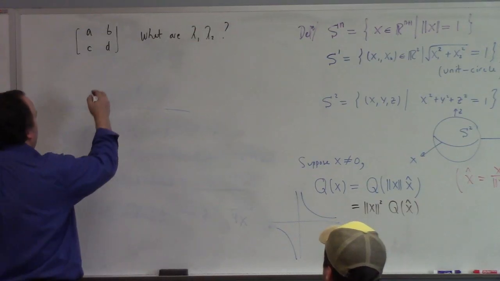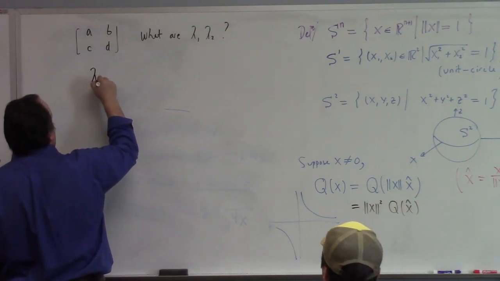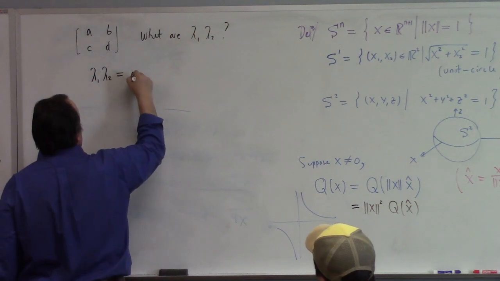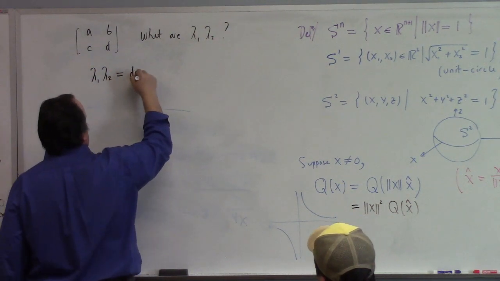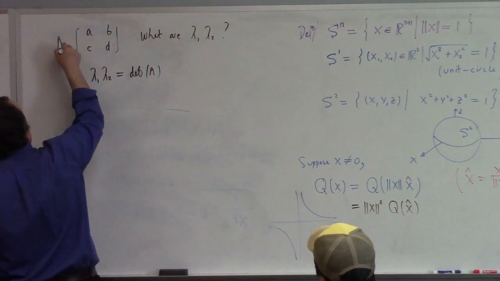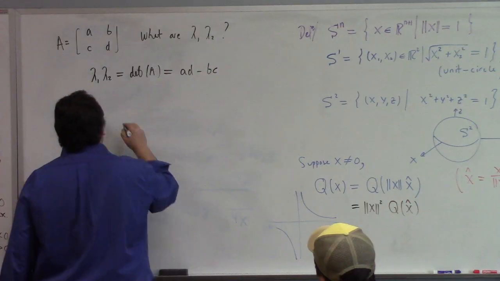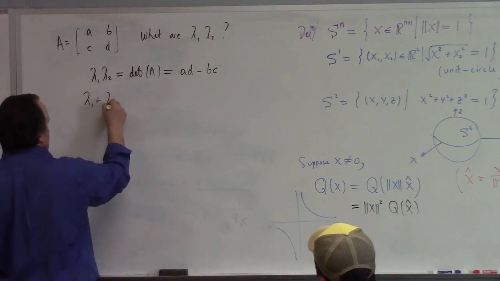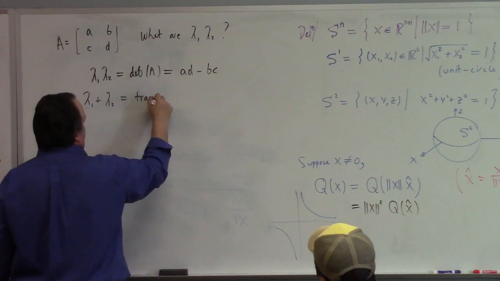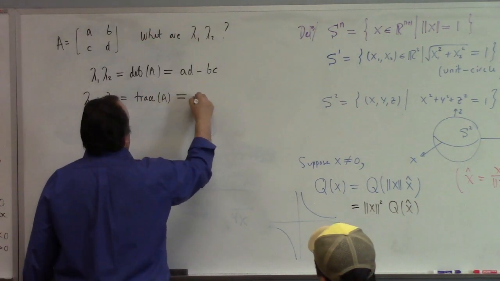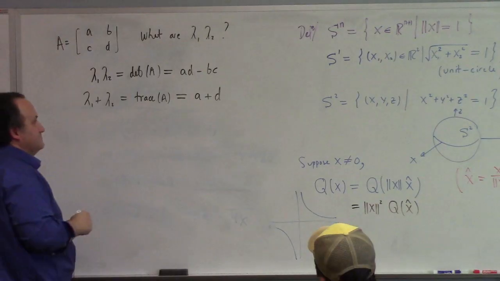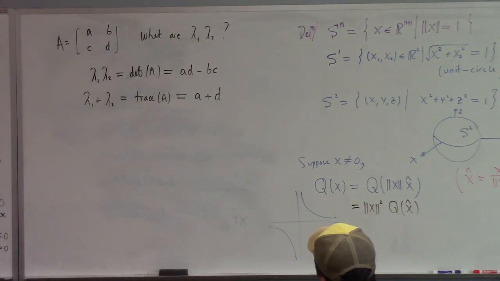So it is true that lambda 1 times lambda 2 has to be equal to the determinant of A, which of course is AD minus BC. But we also know that lambda 1 plus lambda 2 is equal to the trace of A. And that here would be A plus D. So what you're looking at is two equations and two unknowns. Your two unknowns are the eigenvalues, right?